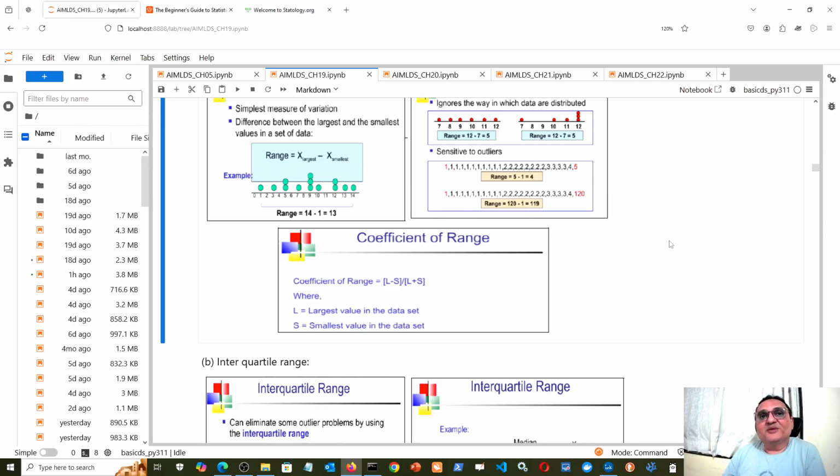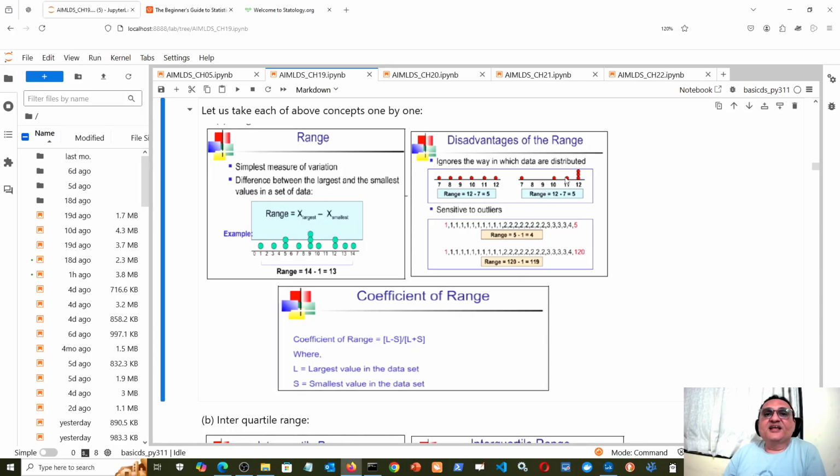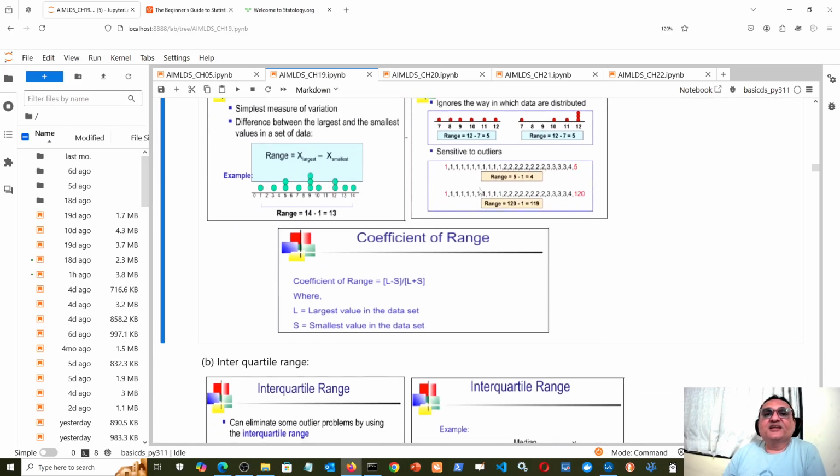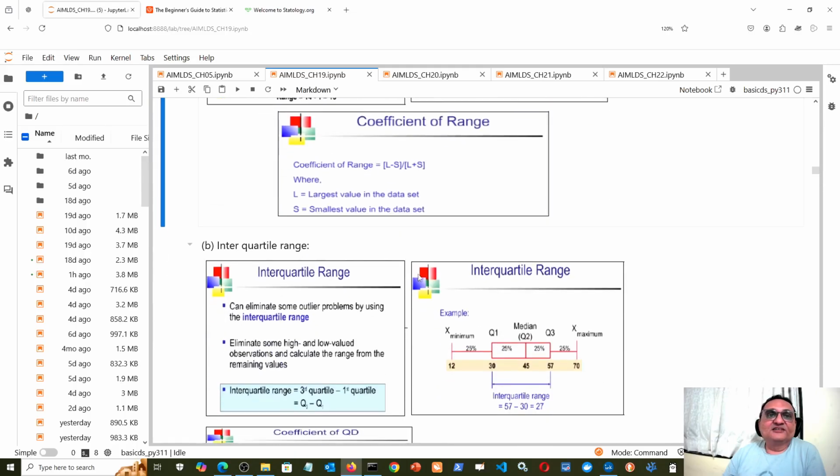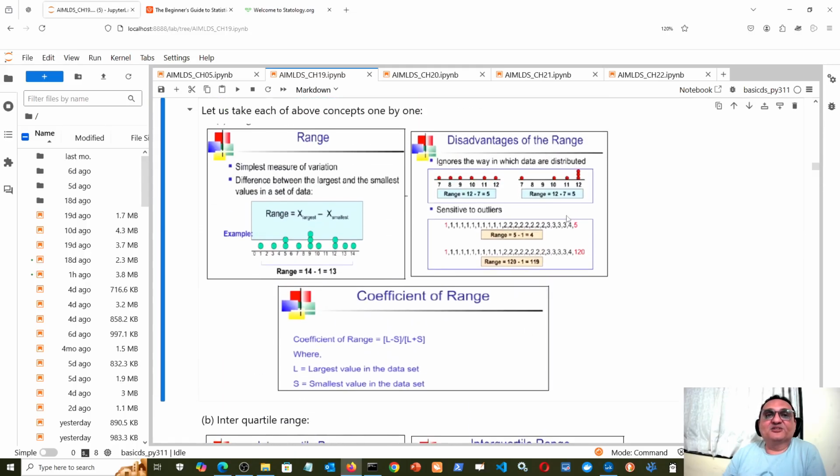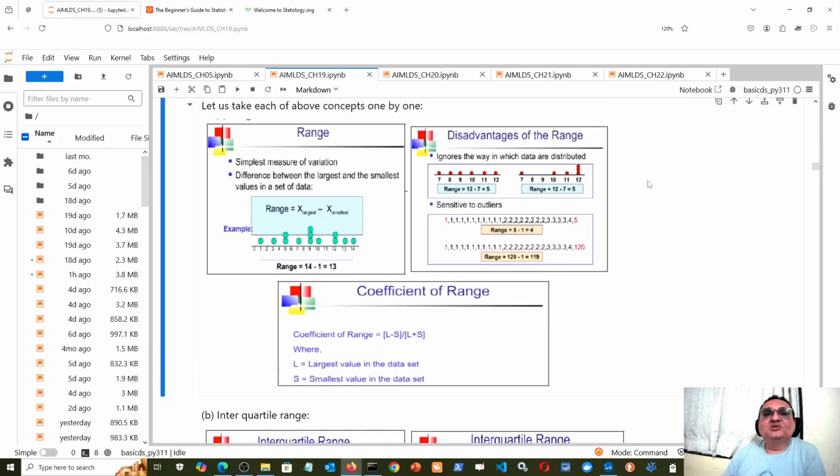But does it give the real picture about the two data sets? Are the two data sets that different? Is one data set 30 times more different than the other one? No. So we defined another parameter called the coefficient of range. Range is defined as larger minus smaller, so then we divide it by larger plus smaller. So larger minus smaller divided by larger plus smaller, and that will solve the issue to some extent.